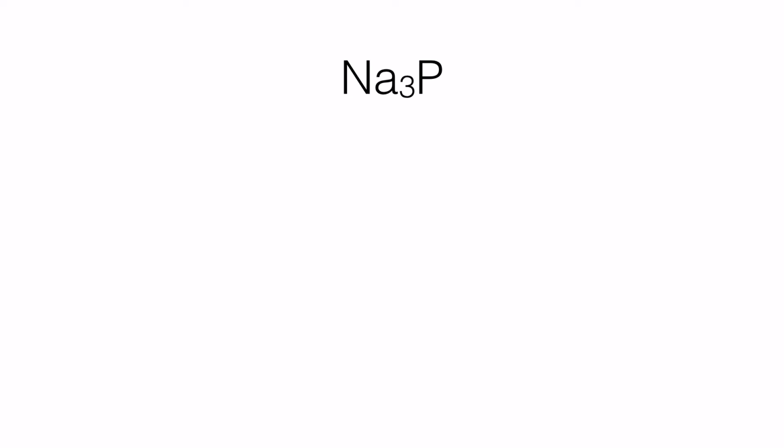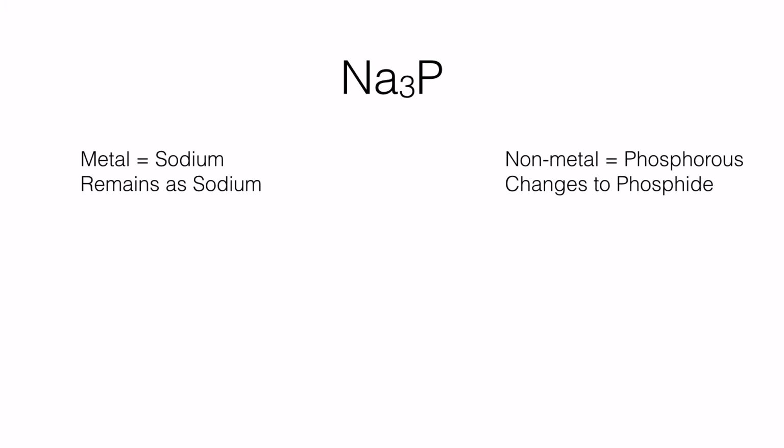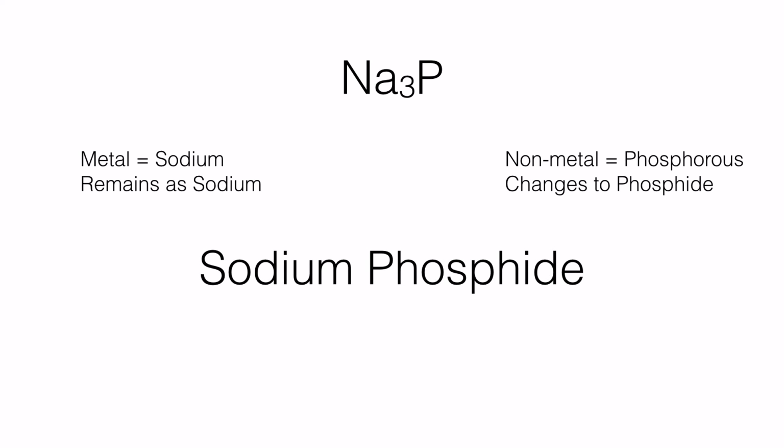Okay, now let's look at the answer. The first element is Na, which is sodium. No change in the name. Second element is phosphorus. And phosphorus changes into phosphide. Therefore, the name of the compound should be sodium phosphide.